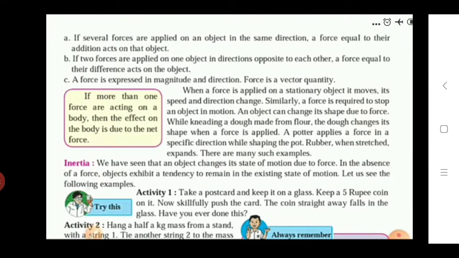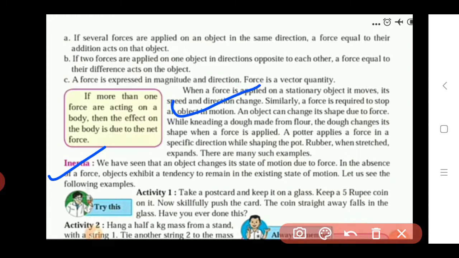So here we see the definition of inertia. We have seen that an object changes its state of motion due to force. It means in all the above examples, what happens when we apply forces on objects which are in motion? It changes its state of motion.